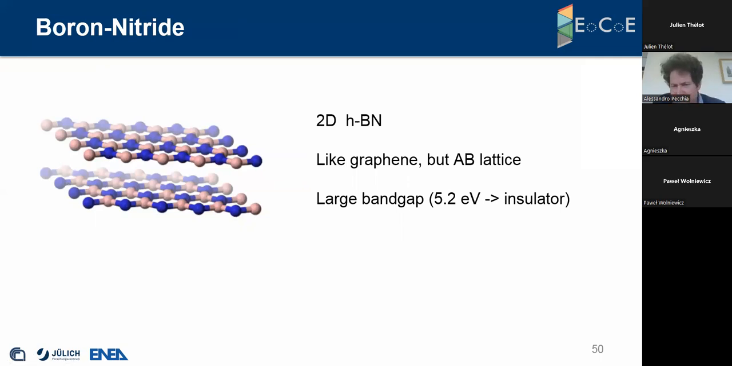And another thing that I thought was interesting, maybe for those computing, something that goes towards the multi-quantum well transport, is the boron nitride. Now, boron nitride is also a 2D material. It's like graphene in everything apart from that we have two atoms, an AB lattice, boron and nitrogen. And because of the AB lattice, there is a band gap, a very large band gap, in fact. It is an insulator at the end.